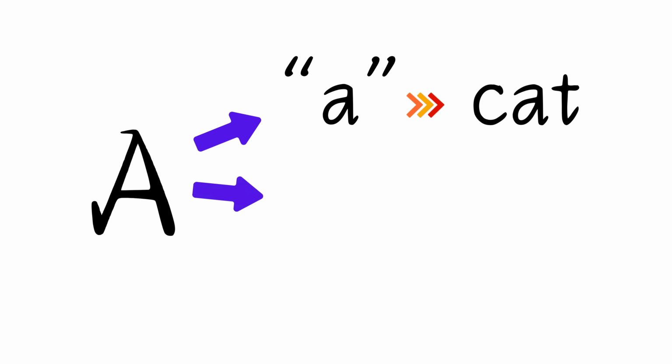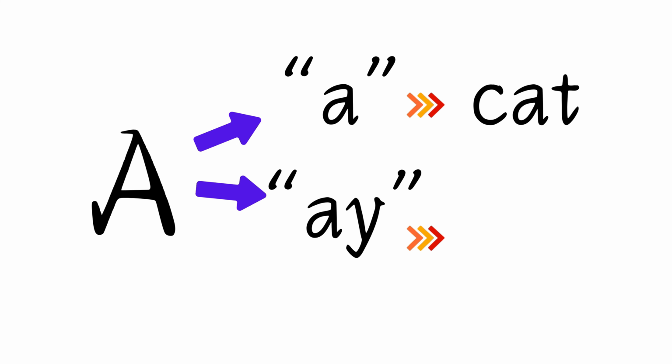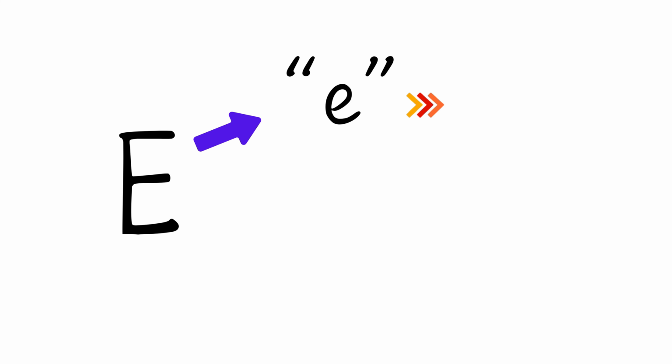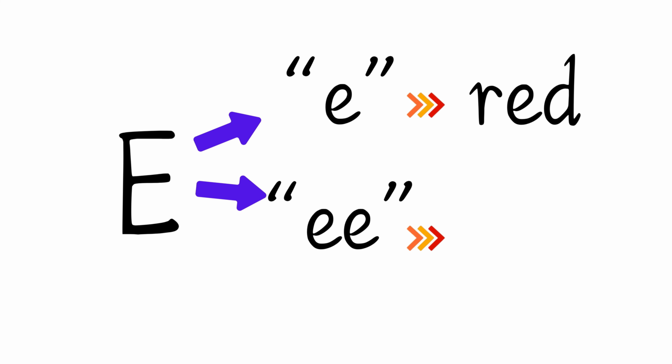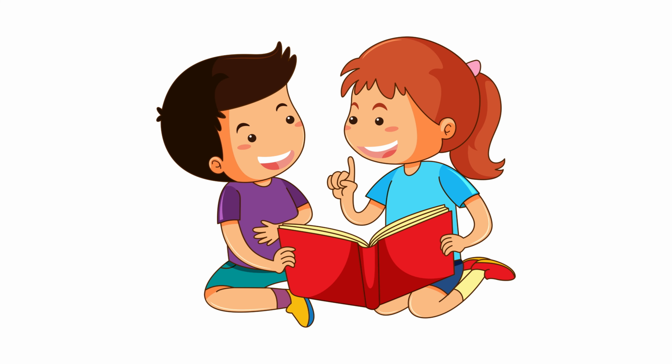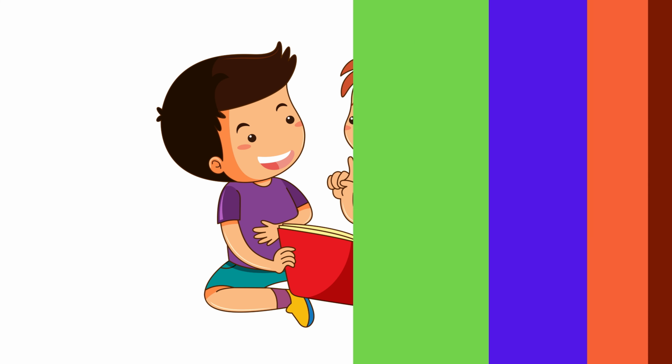For example, the letter A can sound like A in cat or A in cake. The letter E can sound like E in red or E in sea. Practice saying these vowel sounds out loud.